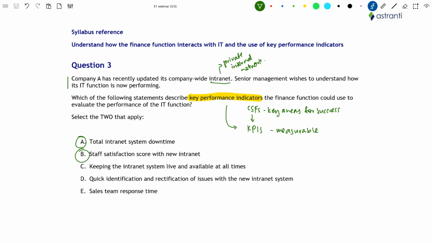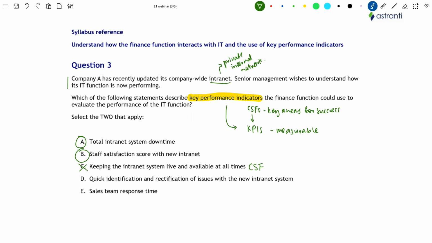This is actually something that's more like a critical success factor, because it's something that the IT function would have to do well, keeping the internet system live and available at all times. So this is a CSF, and for this reason, this option is incorrect.